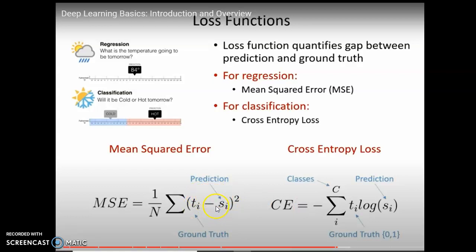In mean square error, Ti and Si are directly subtracted and the remaining value is squared. In a regression model there is no such limit, but in classification the sum runs from i to some number of classes. That's why they are separate.